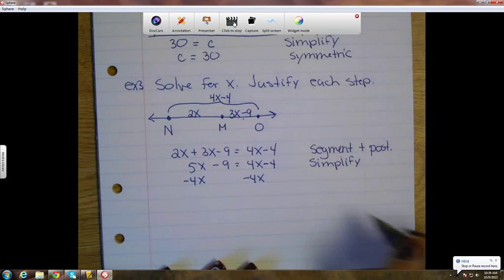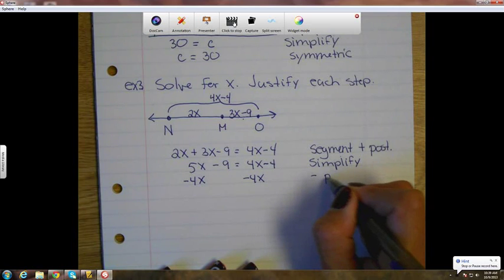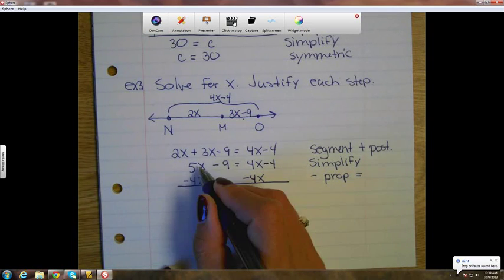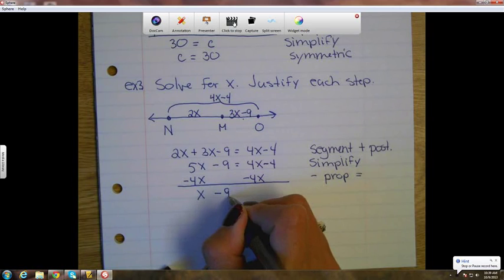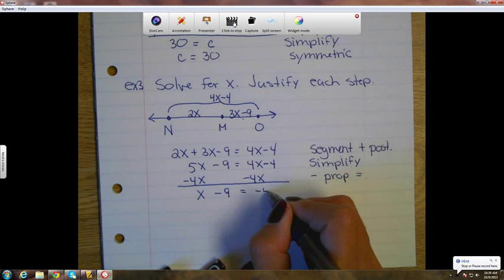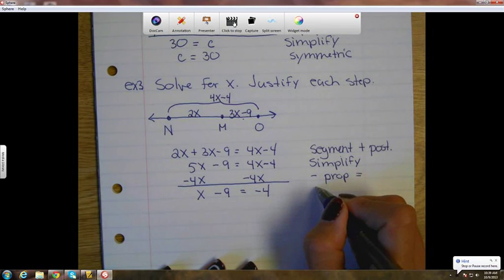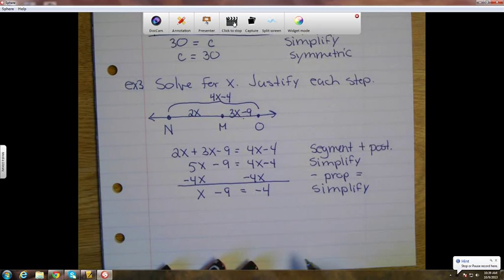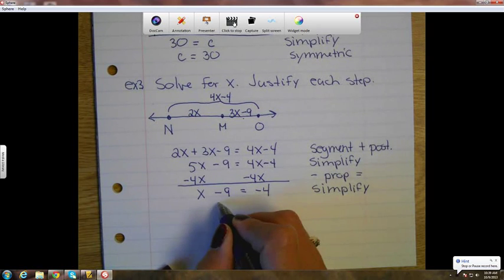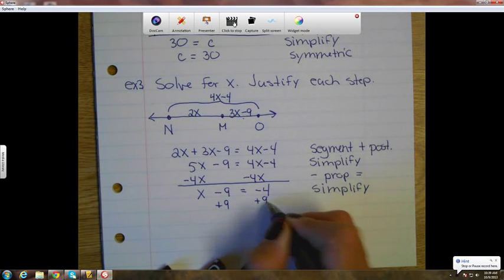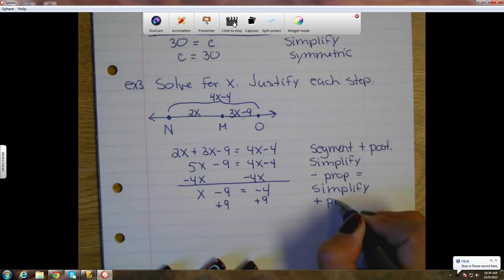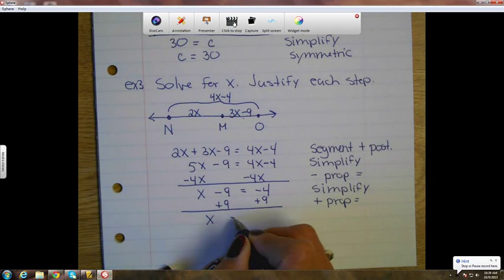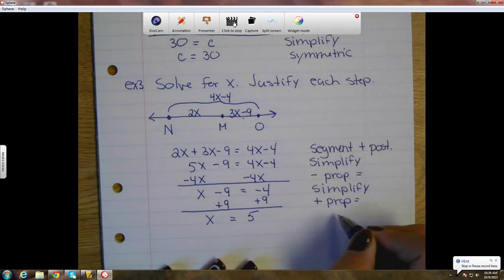So what property did we just use? Subtraction property of equality. It's kind of easy, isn't it? Now we actually do that. That leaves us with 1x minus 9 equals, I got a negative 4 left here. Justify? That was simplifying. Next step. Add 9 to both sides. Isolate the x. That's addition property. X equals 5. That was simplifying.